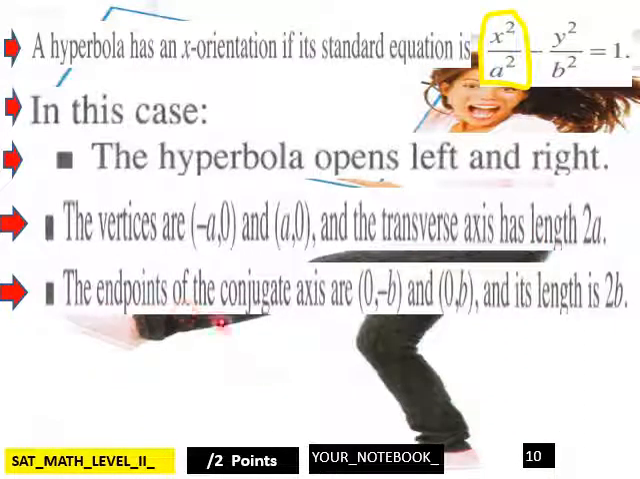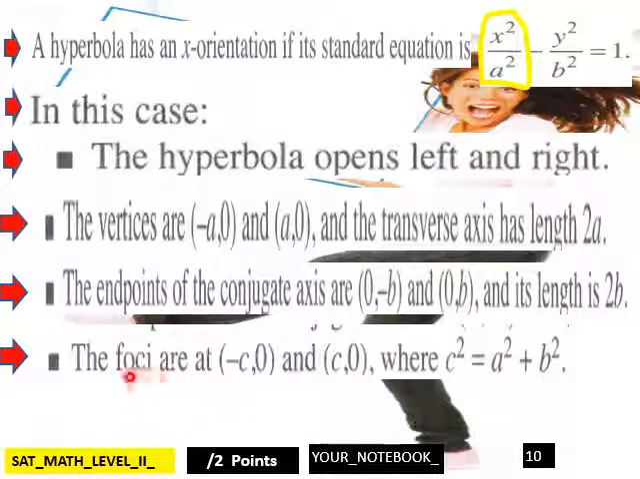The endpoints of the conjugate axis are (0, negative b) and (0, b), so we're over here. This makes up our conjugate axis, and its length will be 2b. The foci are at (negative c, 0) and (c, 0), where c squared equals a squared plus b squared. Now it's different than it was for the previous conic.